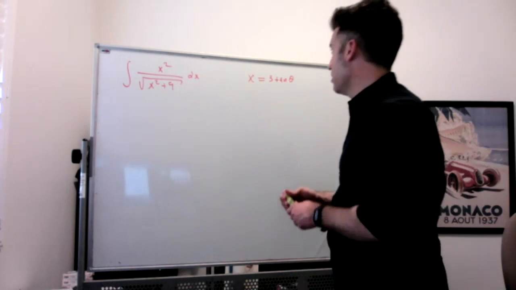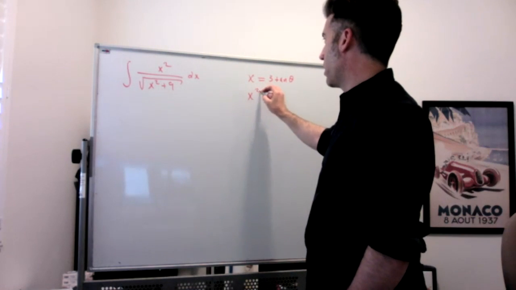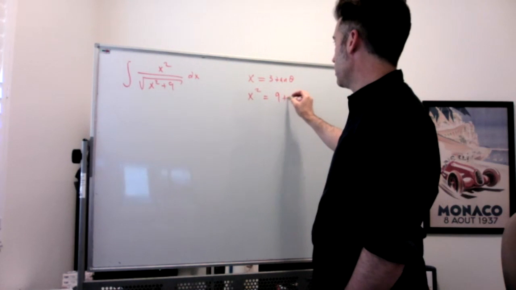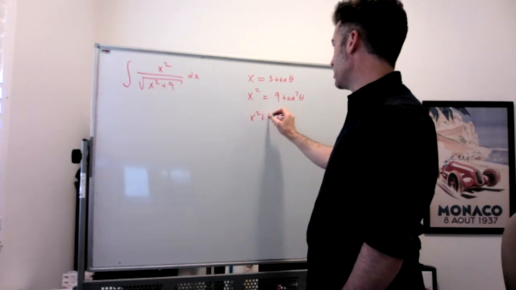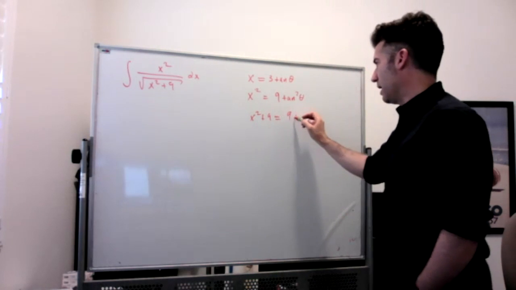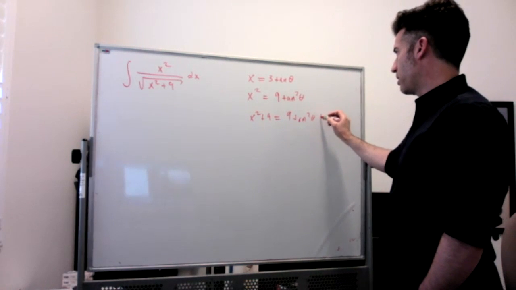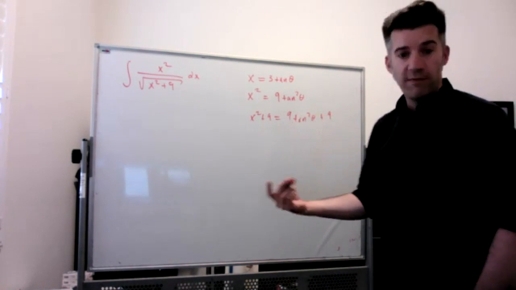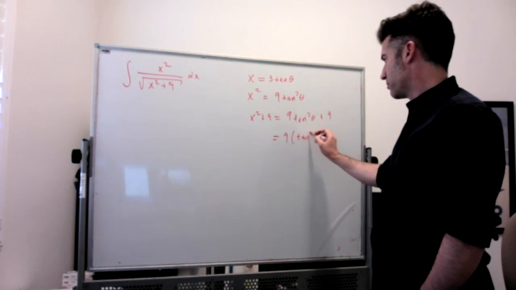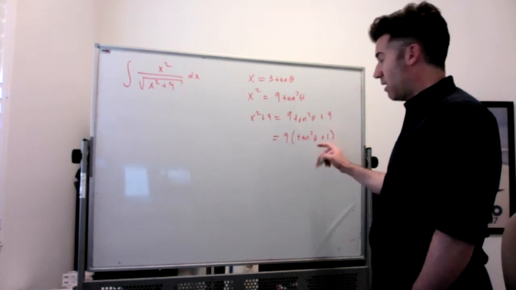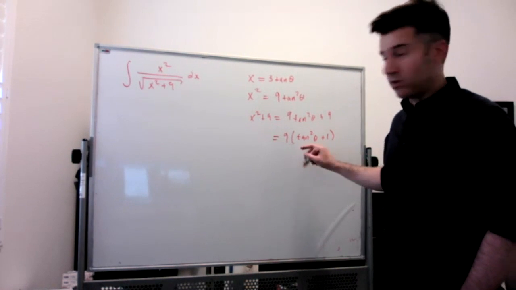So that then x squared is equal to 9 tangent squared theta, and x squared plus 9 is 9 tangent squared theta plus 9. You can factor out the 9. And then 1 plus tangent squared theta is secant squared theta.